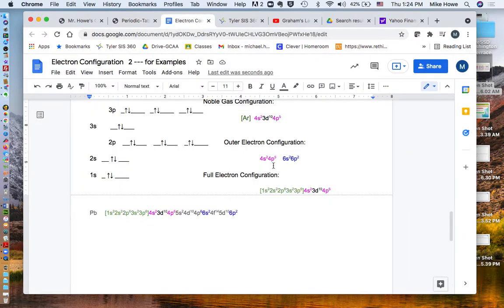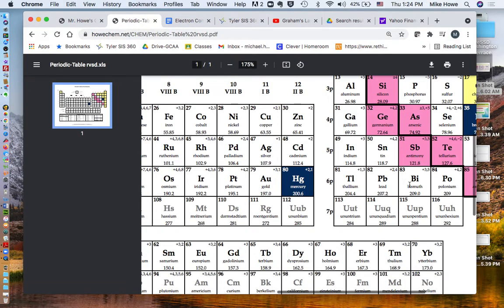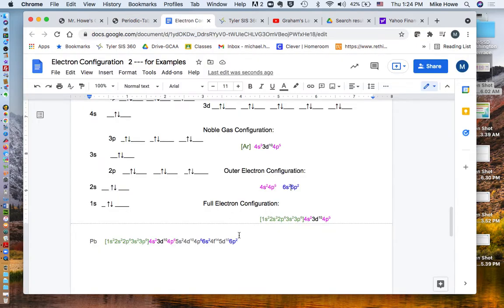All right, so then if we did the noble gas configuration for lead, just as an example, we go back here, look at lead. Lead's right here. You go up, you go over to the far right. It's xenon that would be the element we use. So xenon has 54 electrons. So I'm going to write in the symbol Xe. And how many electrons did I say it has? 54.